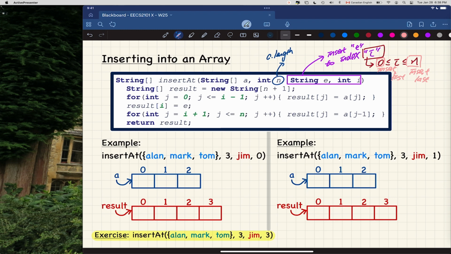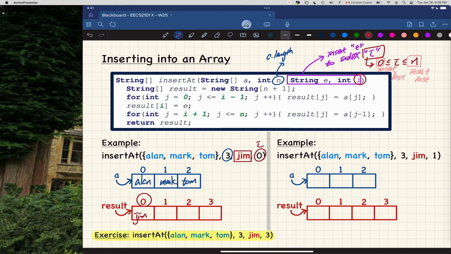Good. If I got Alan, Mark, and also Tom over here, right? That's the input array. You can see the size of the input is simply 3. I want to insert Jim at index 0. Index 0, as you can see, is over here. So think about the 0 over here is I. All right? So that means Jim should be inserted in the new array.